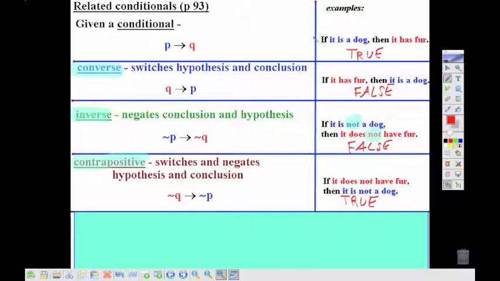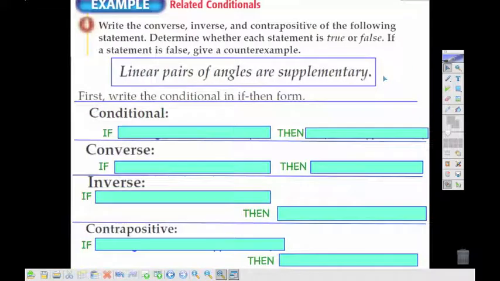So as we go through these, the conditional and the contrapositive will always have the same truth value. So if the first one's true, it will also be true. These two will also always have the same truth value. However, sometimes this may be false and this may be true. Or they might all be true or they might all be false. We can also look at how some conditionals are related.